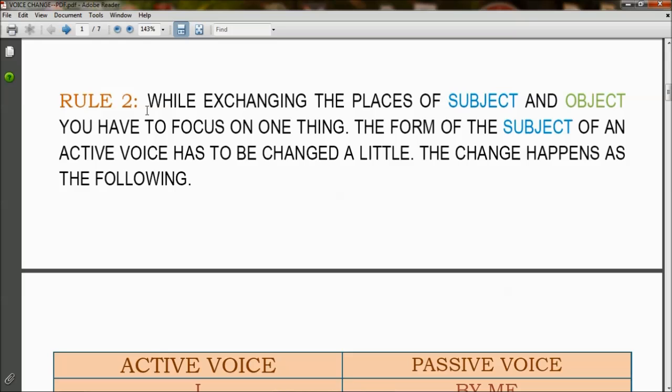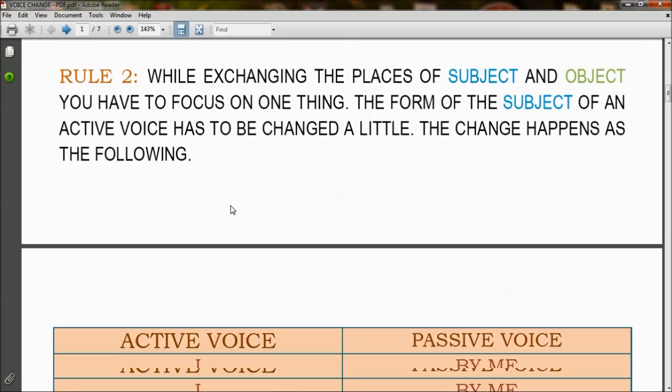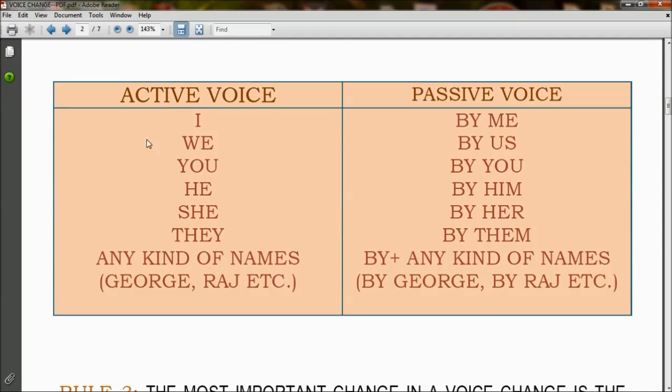Rule 2. While exchanging the places of subject and object, you have to focus on one thing. The form of the subject of an active voice has to be changed a little. The change happens as the following. In active voice, I becomes by me in passive voice. We becomes by us. You becomes by you.